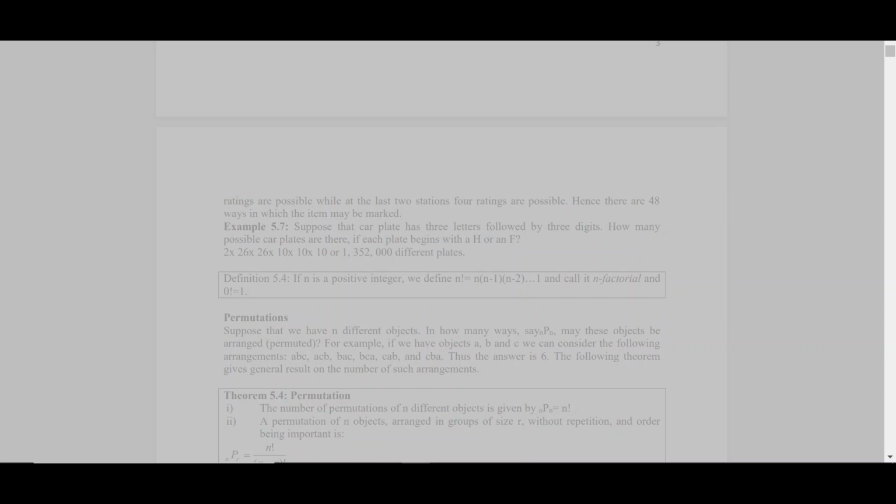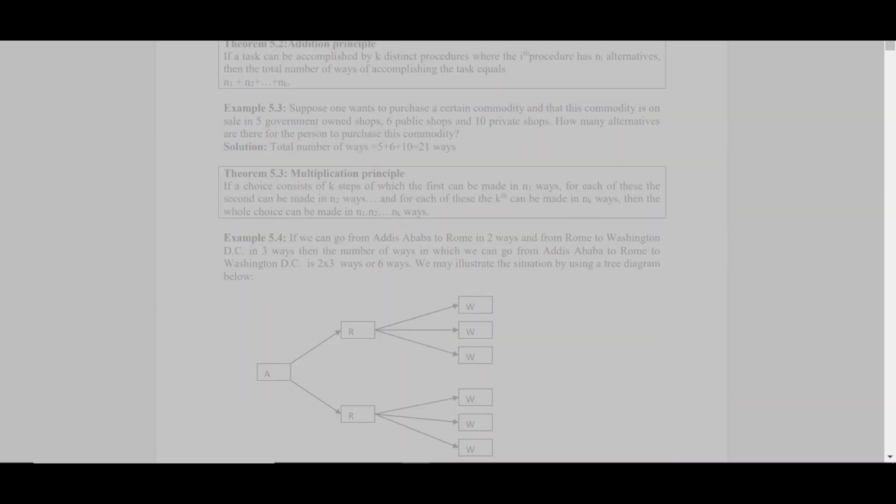Theorem 5.2, Addition principle. If a task can be accomplished by k distinct procedures where the ith procedure has ni alternatives, then the total number of ways of accomplishing the task equals n1 plus n2 plus ... plus nk.